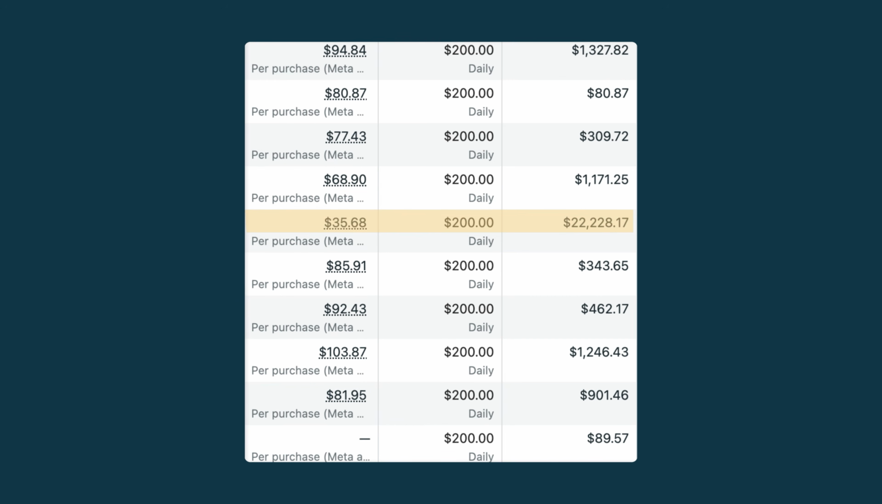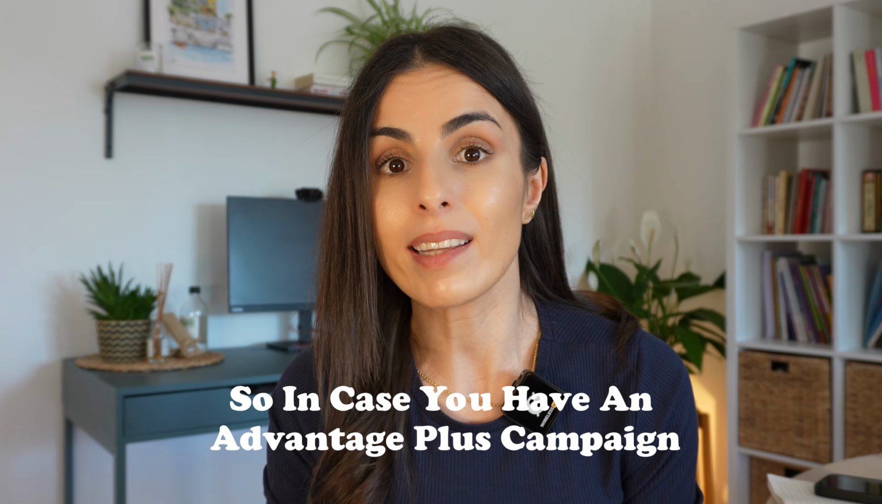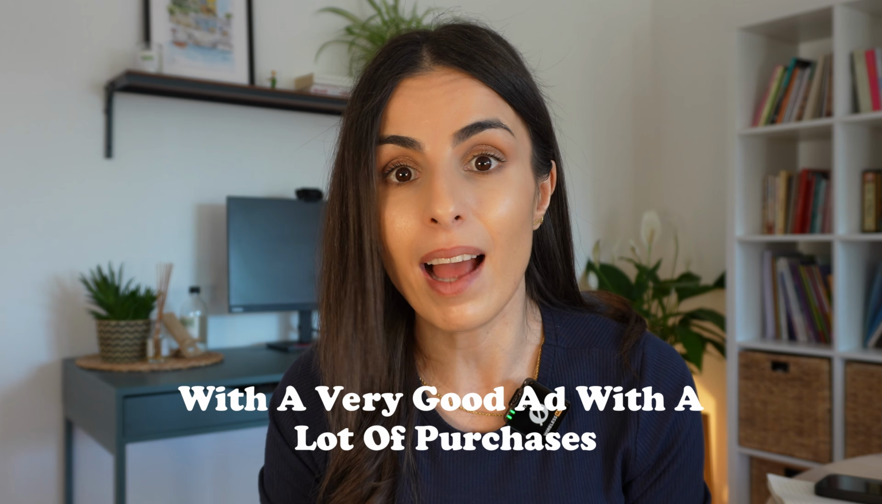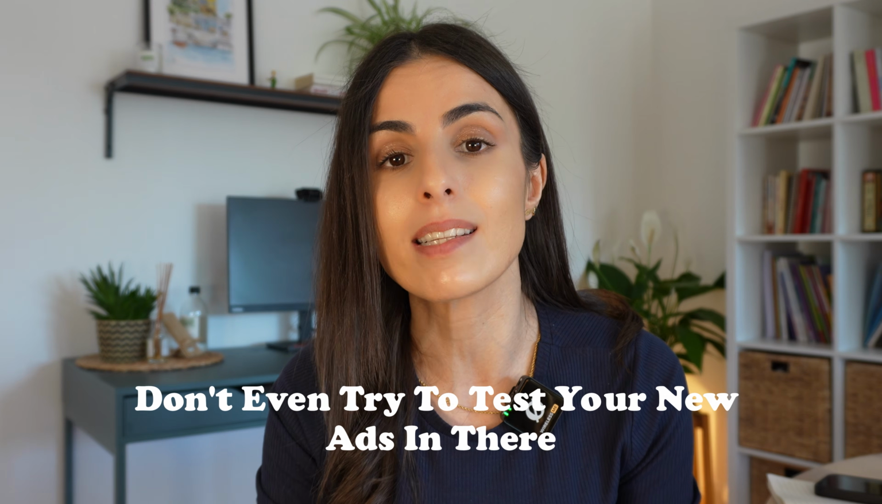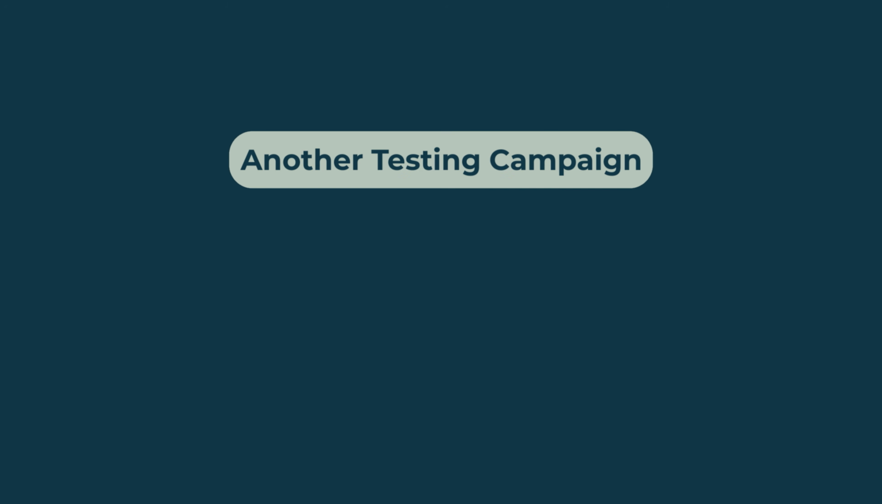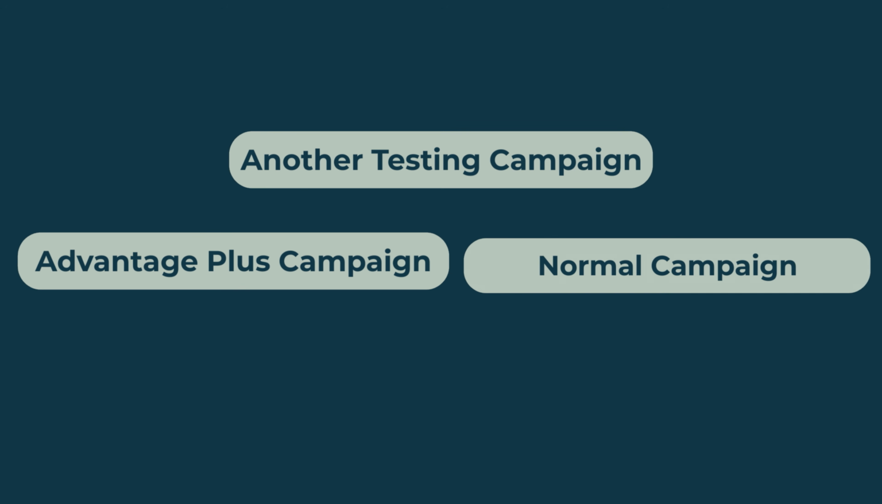Why? Because if you already have a very big winning ad within your Advantage Plus campaign, Facebook is not going to give new creatives any chances, because simply Facebook is not going to spend on them. Facebook will continue spending on this winning ad until it stops performing well. So in case you have an Advantage Plus campaign with a very good ad, with a lot of purchases, with a lot of budget, don't even try to test your new ads in there. In this case, you need to create another testing campaign. It could be an Advantage Plus campaign or a normal campaign with ad sets. In some cases, I like to have a normal campaign with ad sets, and I will tell you why now.